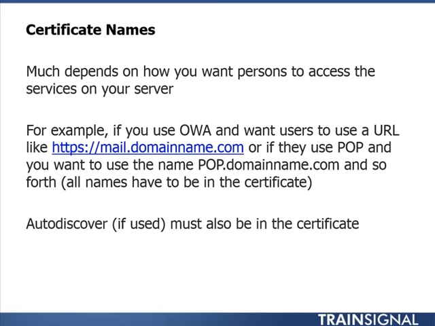Now, another thing to keep in mind when it comes to certificate names is that if you're going to use AutoDiscover, that also must be in the certificate, autodiscover.whatever.com. AutoDiscover is very helpful for the end users, especially those using mobile devices to connect in, because it helps to configure Outlook and mobile device profiles automatically. So AutoDiscover has to be in the certificate, and it also has to be part of the DNS configuration as well.